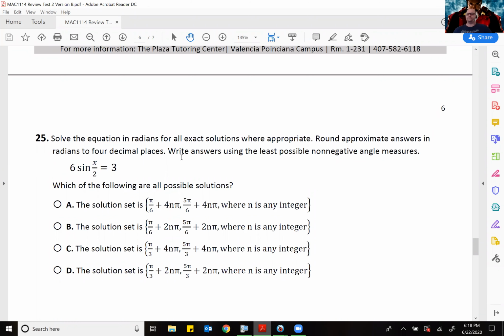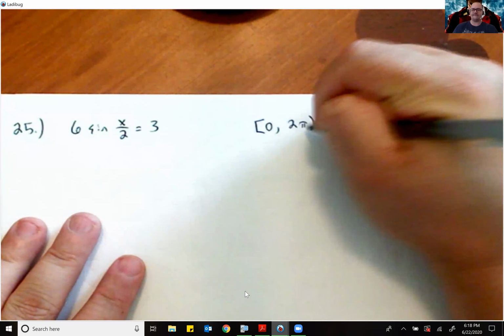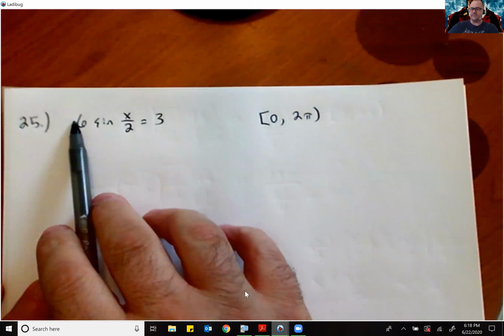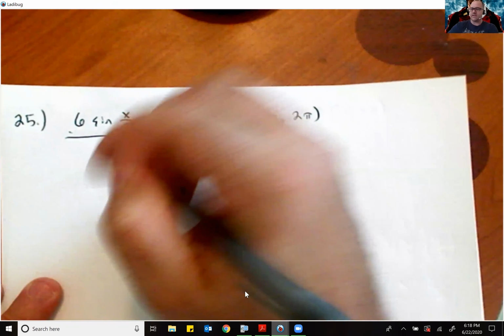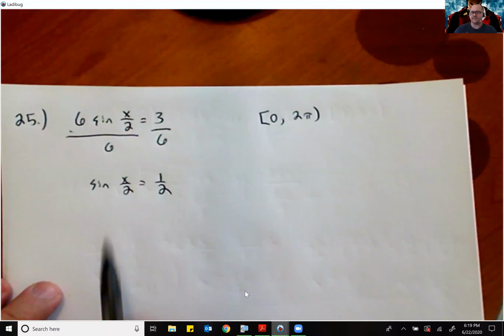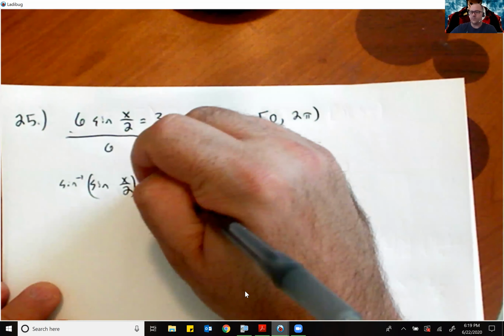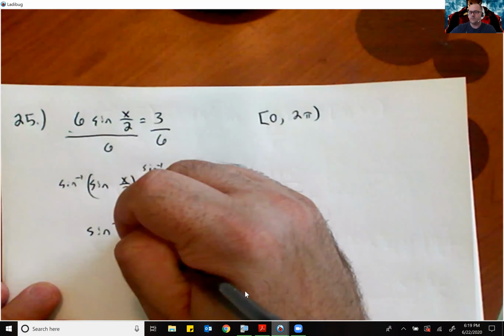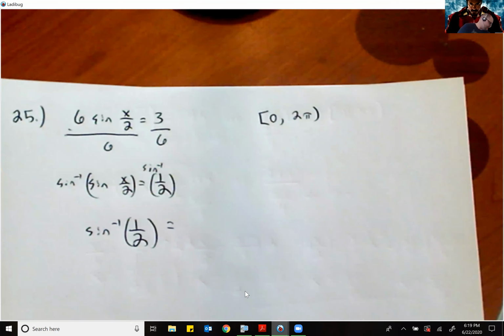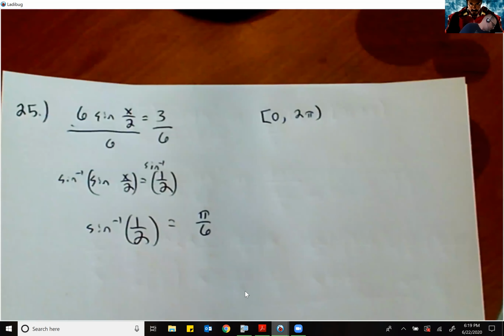So here's our problem, and everything's in radians. So again, I'm going to work this thinking we're from 0 to 2 pi. Okay? So let's get this by itself. So we're going to divide by 6, divide by 6. Sine x over 2 is equal to 1/2. How do I get the x over 2 by itself? Inverse sine. So we want to know, when is sine 1/2?